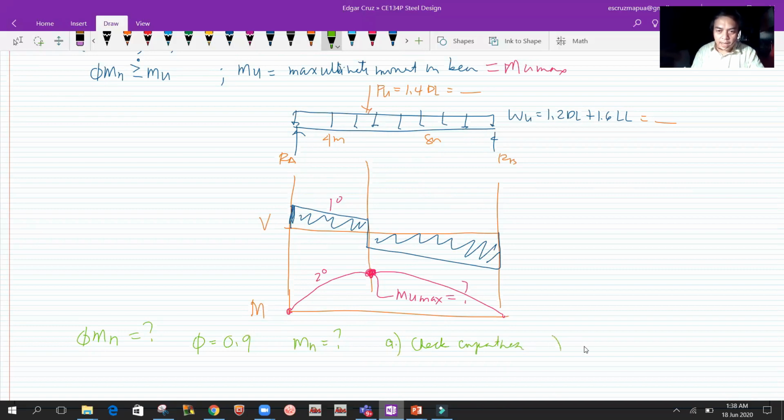So you solve for lambda, tapos i-compare mo siya sa lambda P at saka lambda R. Okay? Pero since the section given in this problem is a standard wide flange section, most likely it would be a compact section. Okay, so again, if you are in doubt, and you don't have the formula to check the compactness, the formulas for lambdas, if the section is taken from the steel manual, you can conservatively assume it as a compact section. Okay, sabihin natin compact na siya.